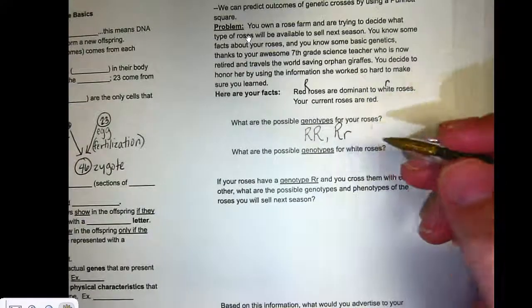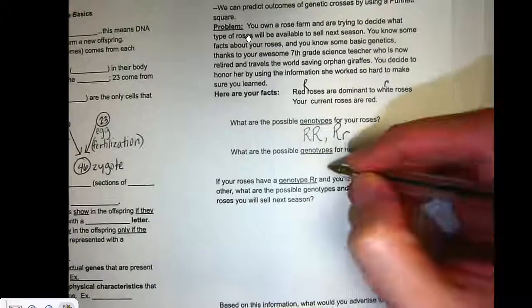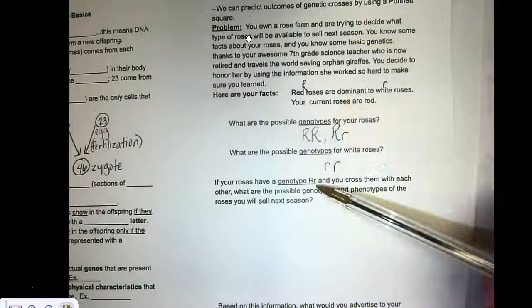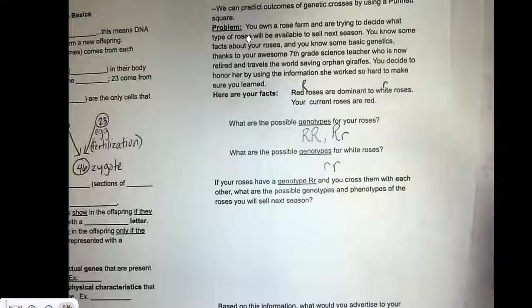For white roses, the only way to get a recessive trait is to have both recessive traits. So you'd have to have 2 lowercase r's. Okay? Now, we got a scientist, and they told us that ours are all heterozygous. They all have big R, little r. And we're going to cross them with each other to see what possible genotypes and phenotypes we would have.